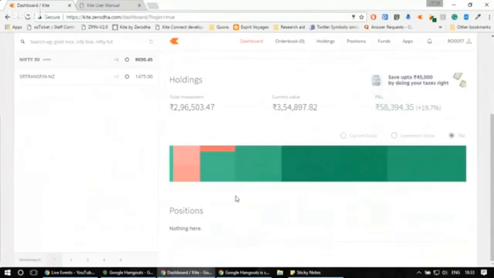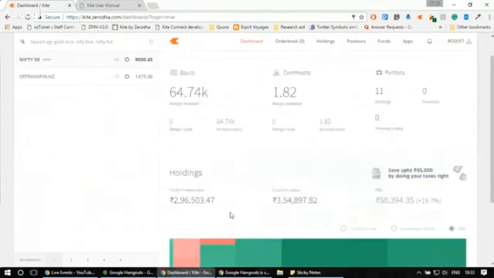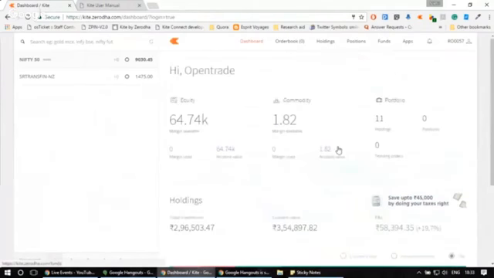So right now, since I do not have any open positions, nothing here, or else you would see a horizontal bar graph showing you the size of the position and the profit or loss you are making on each of them. Right? Quite straightforward. Now, moving on to the market watch.